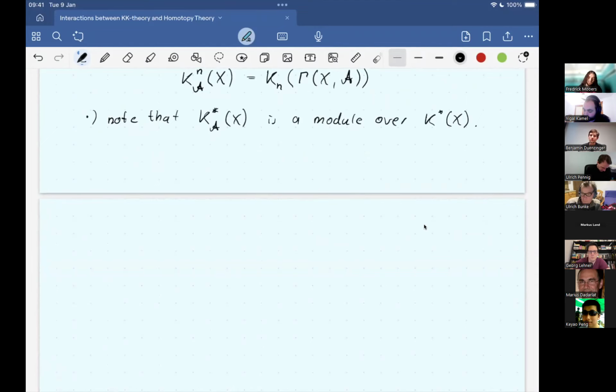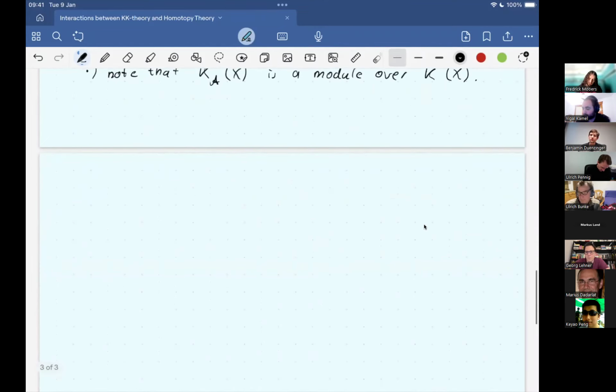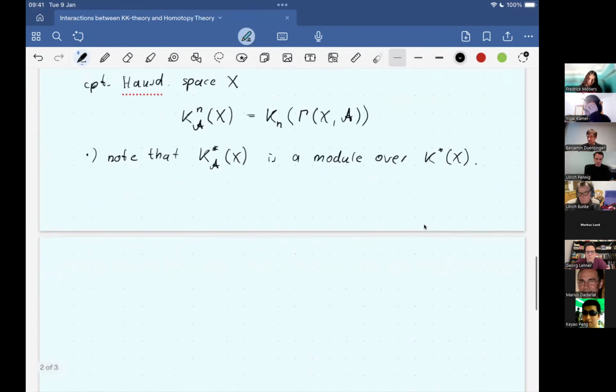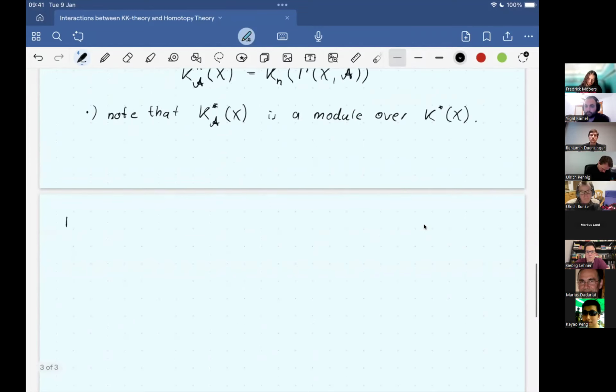All right, so a little bit about the history of this. So this was first studied by Donovan and Karoubi in 1970, where they looked at bundles where the fibers are, essentially, bundles of matrix algebras.